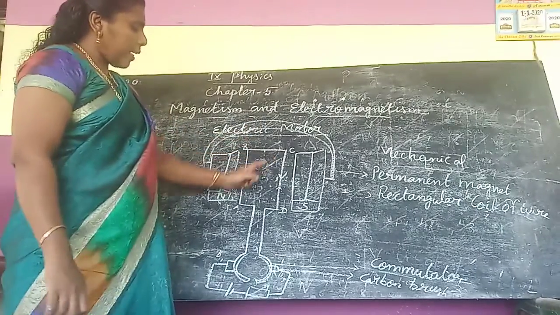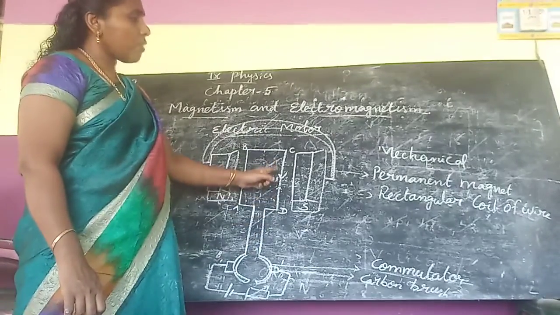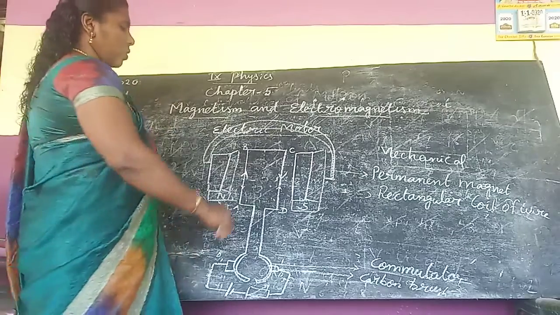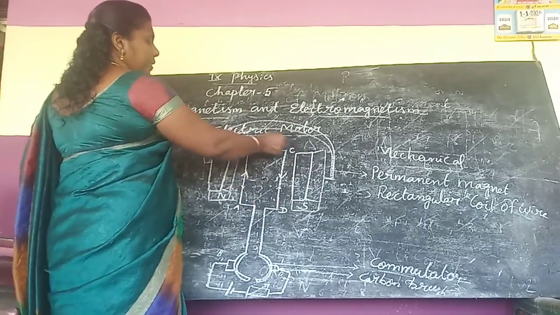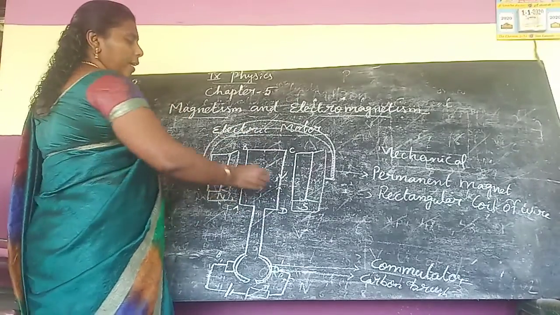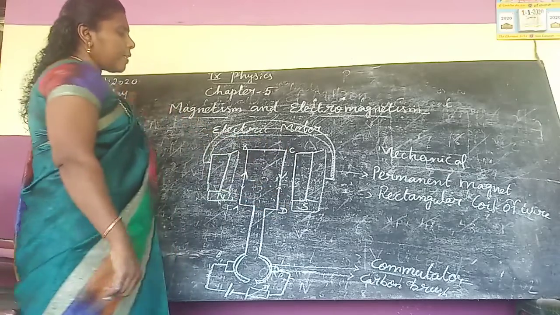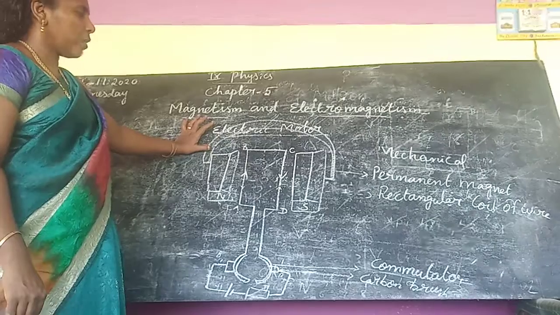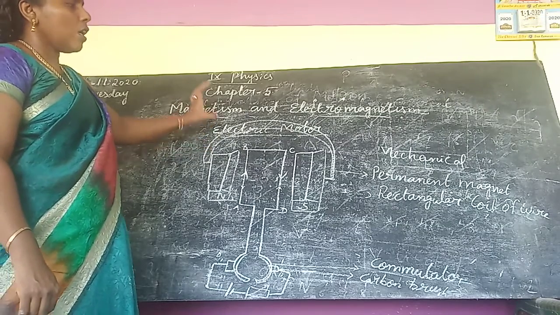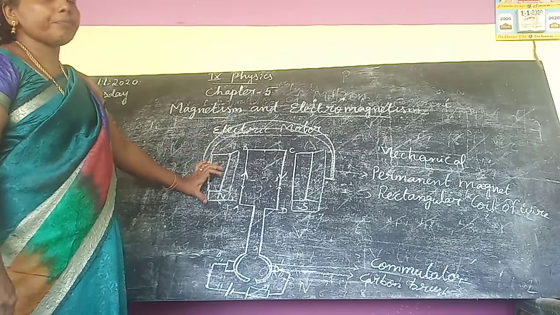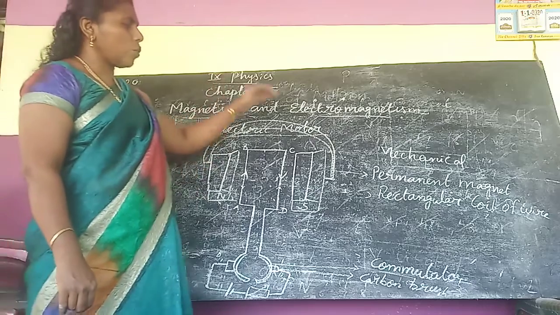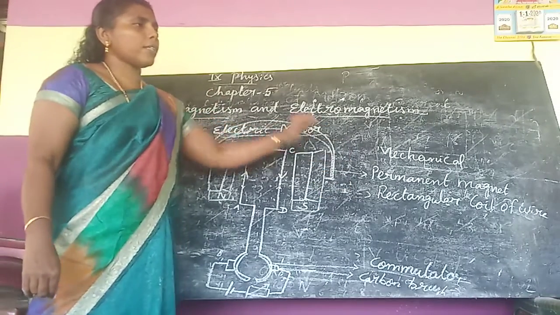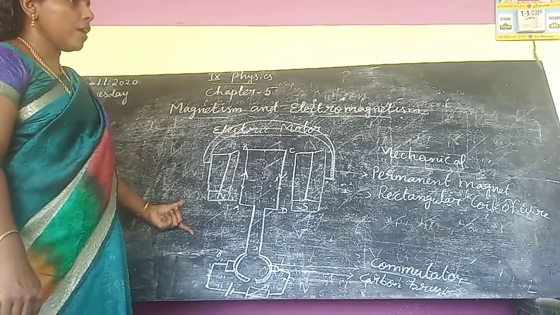So after that, what happened? It will rotate in which direction? Anti-clockwise. Then the current flows DC. Like that, the rotation will happen in this electric motor. Okay, can you understand the construction and the working of the electric motor? First, you have to draw the diagram and mark the parts. Then write the construction and working.